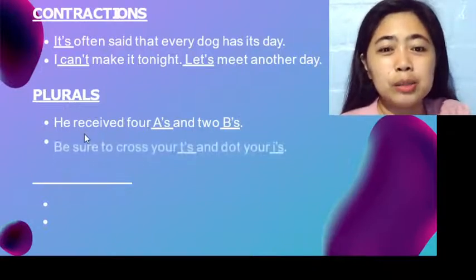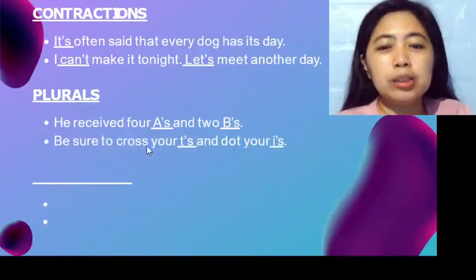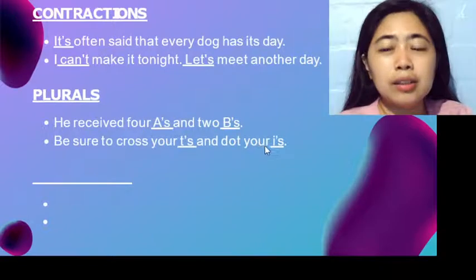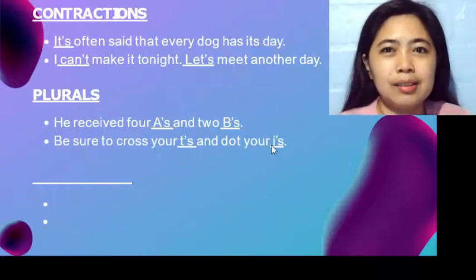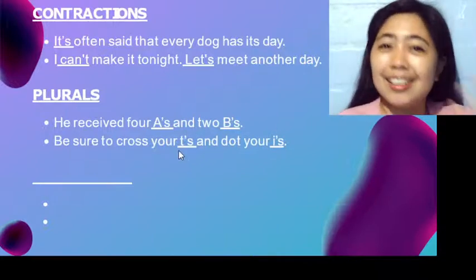The same goes with the next example: be sure to cross your T's and dot your I's. It means all your T's and all your I's, the letter I and the letter T.